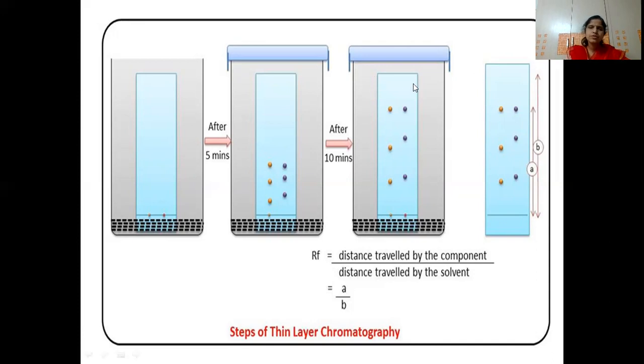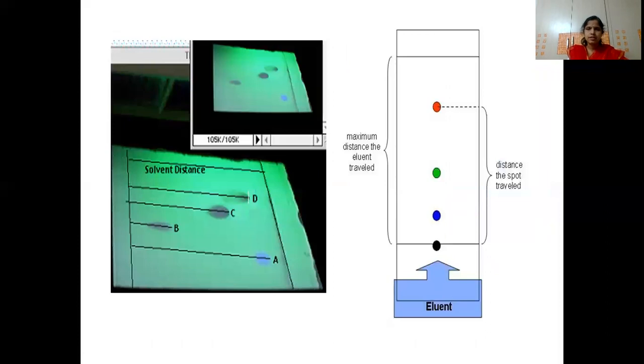As you remove it, you have to mark the solvent front. That is nothing but the distance moved by the solvent. In the next diagram we'll see that. First, we'll look at this. These are the components which are separated, and they are all colored. After that, we have to measure the distance traveled by the components. Here you can see it slowly moving up. After measuring the distances, we need to calculate the RF values.